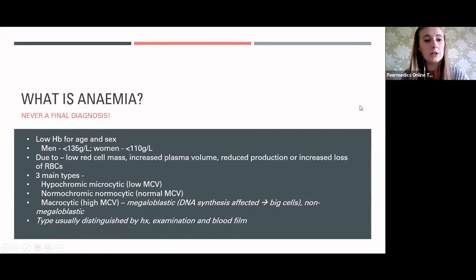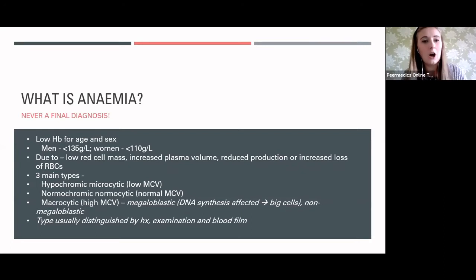And we divide it into 3 types. Hypochromic, microcytic. The hypochromic bit's just referring to the fact that for the most part they're pale, they're lacking colour, such as they get from having iron in them. A normochromic, normocytic anemia, or a macrocytic, which we can divide into megaloblastic, which is where something has gone wrong with DNA synthesis, and that results in these big unfolded nuclei within your red blood cells, so they're a lot bigger than they should be, or non-megaloblastic.